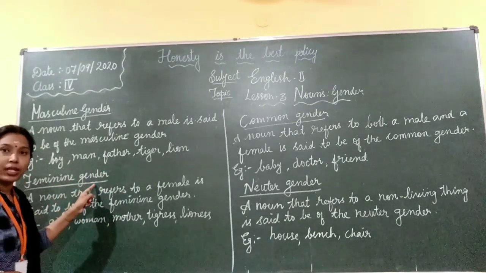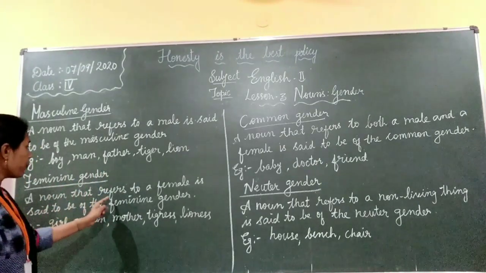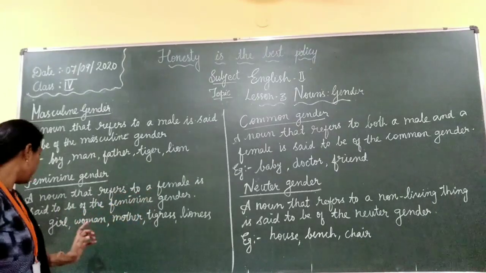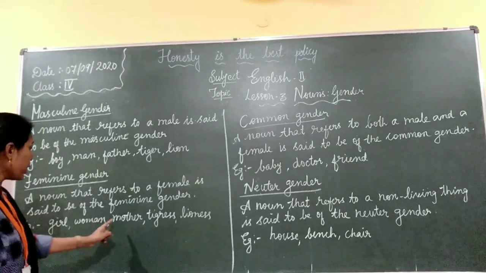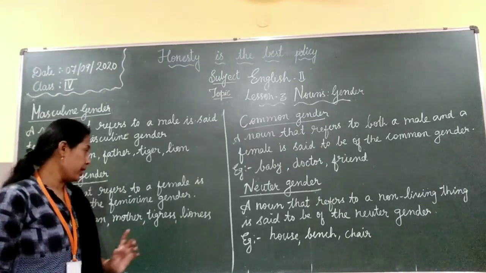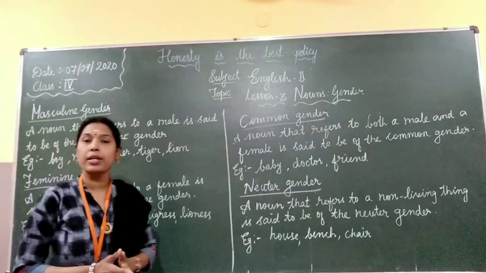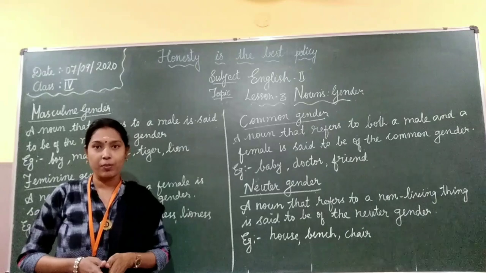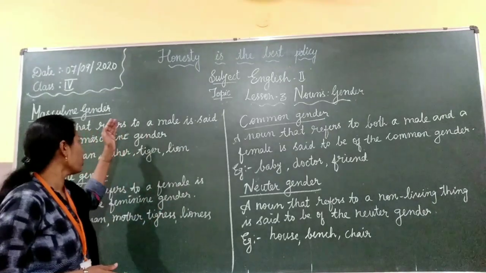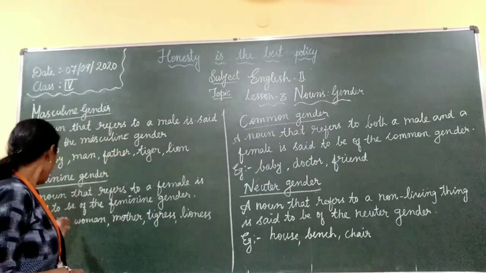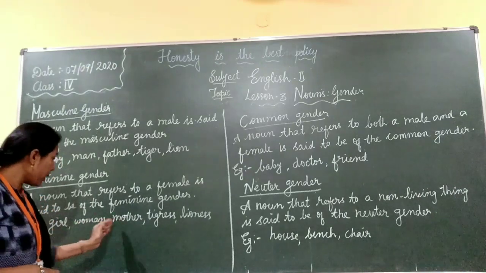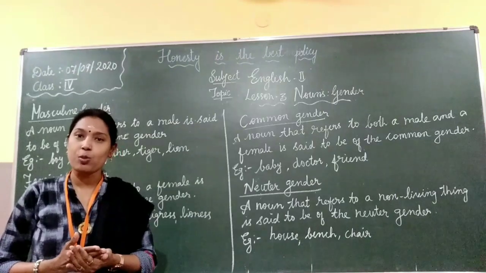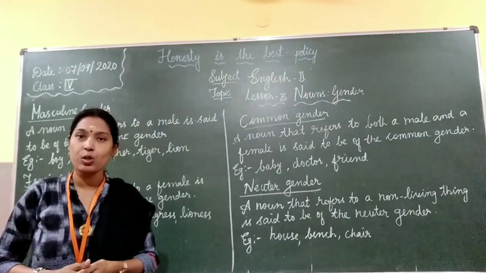Next, feminine gender. A noun that refers to a female is said to be of the feminine gender. Example, girl, woman, mother, tigress, lioness. Okay, just opposite to masculine gender. So masculine gender refers to male. Feminine gender refers to female.